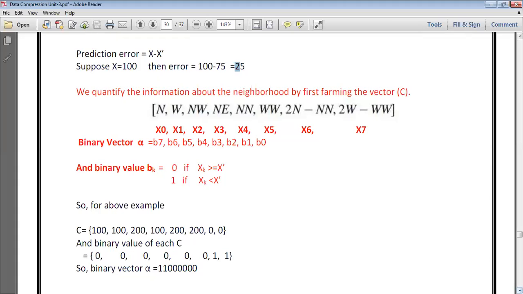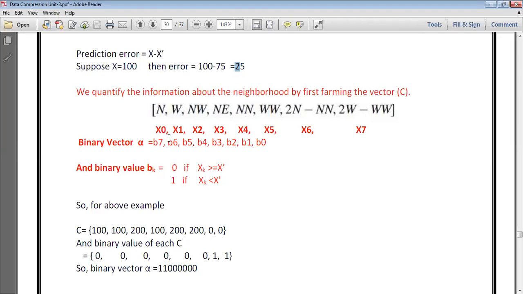So we can say, what is the binary value of 100. So the binary values of the vector values, which is 100, can be calculated with the help of 0 if xk is greater than or equal to x dash.